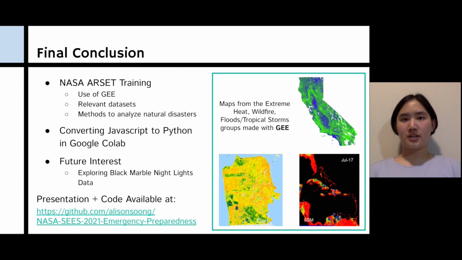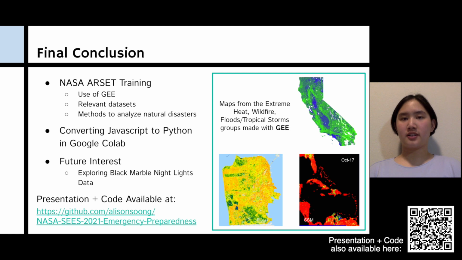During the SEES internship, our 3 subgroups each focused on a specific topic area: extreme heat, wildfires, and tropical storms. And you can see our map displays made with Google Earth Engine. Lastly, we have included a link to our comprehensive work for future emergency preparedness groups.